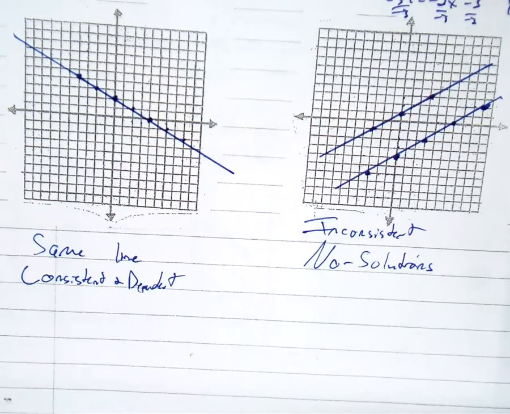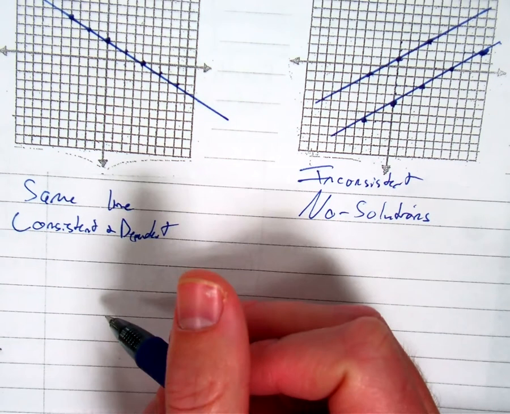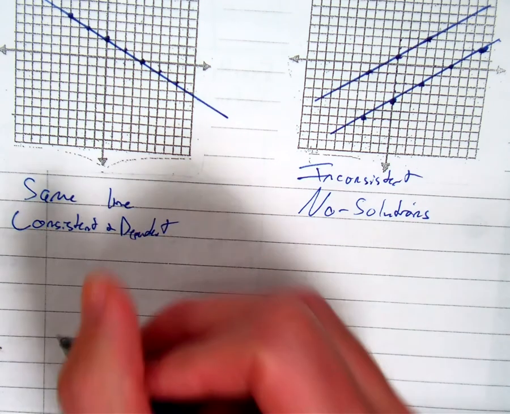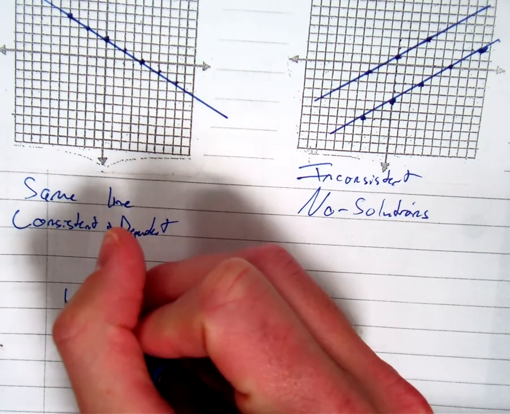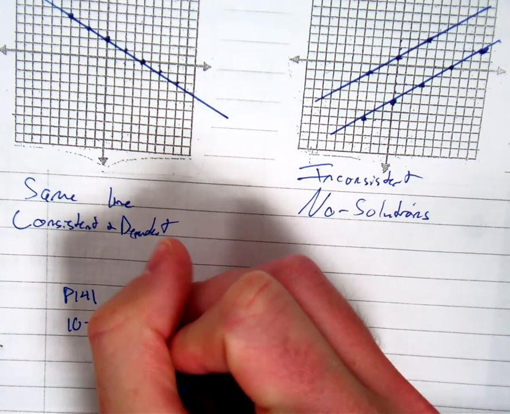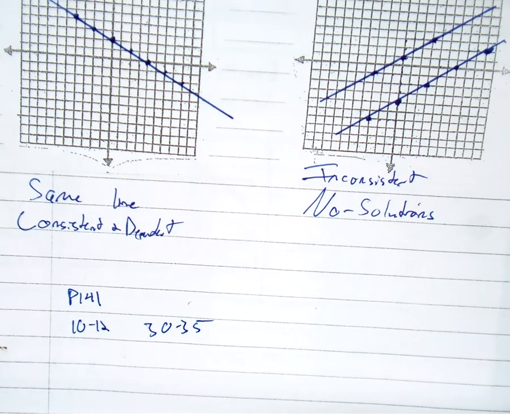Alright, so for day 1, solve by graphing. You're going to need some graph paper. If you're sick today or not here for the lesson for whatever reason, you can probably go on Google and find some graph paper to print off at home. We have page 141. We're doing 10 through 12 and 30 through 35. Alright kids, have fun with those and we'll see you in class tomorrow.